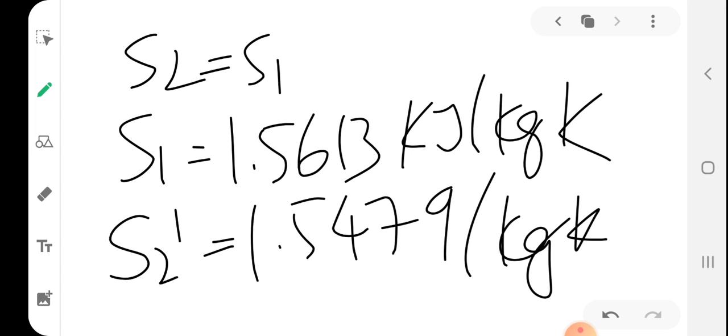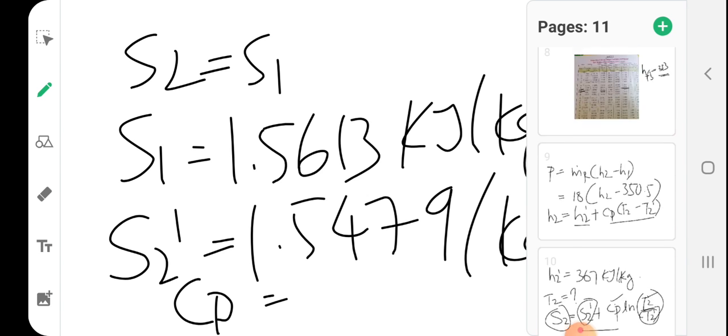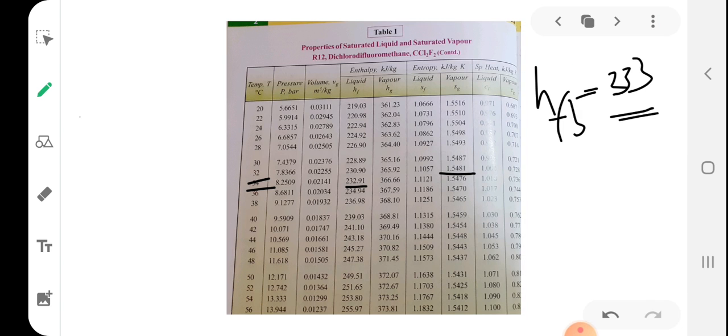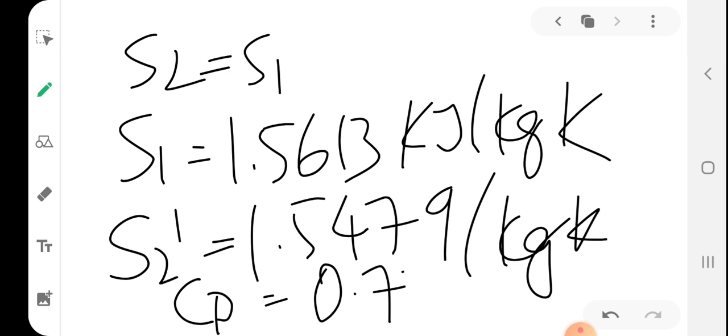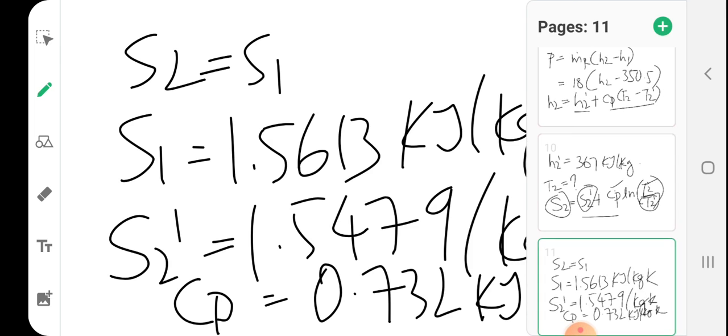And you also require Cp. Cp will be at 35 degrees Celsius. You will get Cp from here at 35. It will be around 0.732 kilojoule per kilogram Kelvin. So substitute these values in this equation.